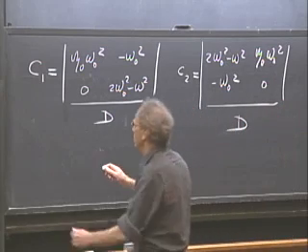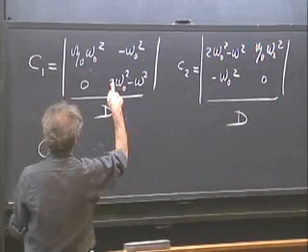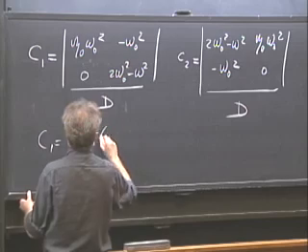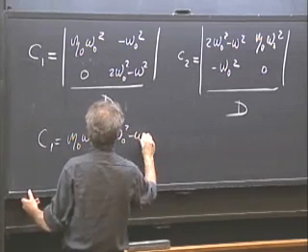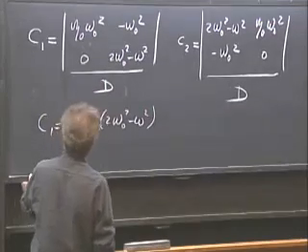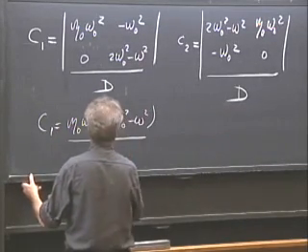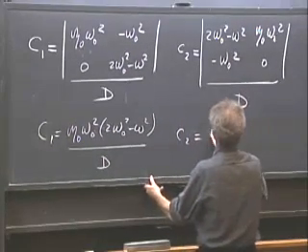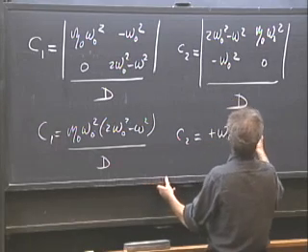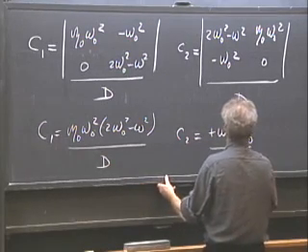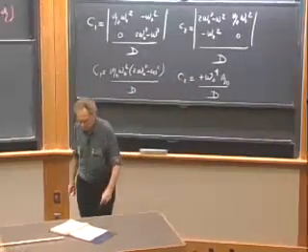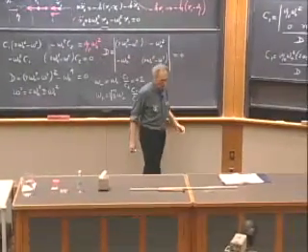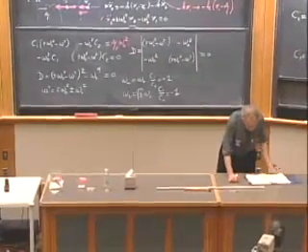If I work C1 out a little further, then I get C1 equals eta 0 omega 0 squared times 2 omega 0 squared minus omega squared, divided by d. And here I get that C2, this is 0, so I get plus omega 0 to the fourth times eta 0 divided by d. And d now is this determinant, but it is not 0. It's only 0 for those two special frequencies.